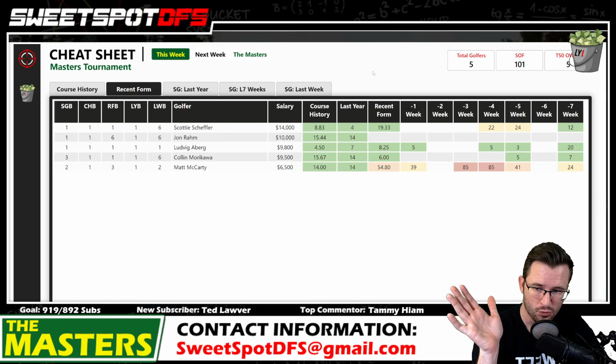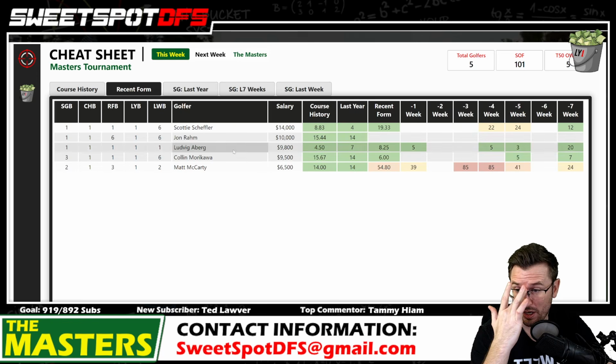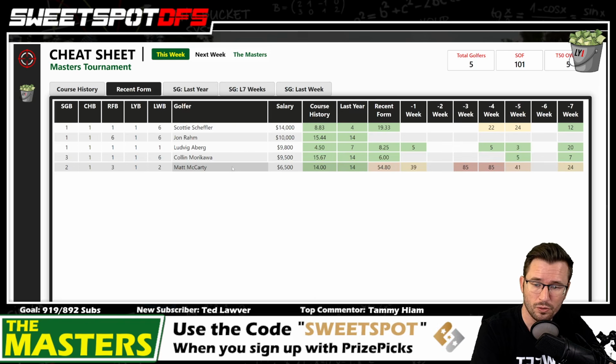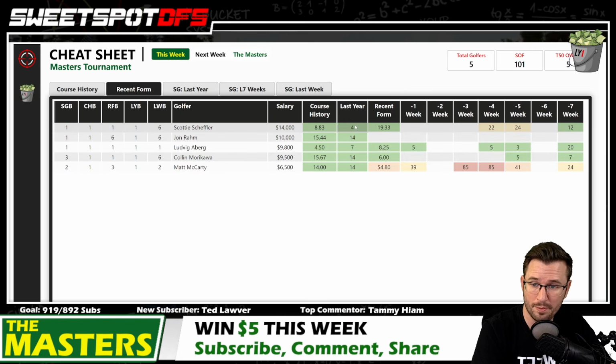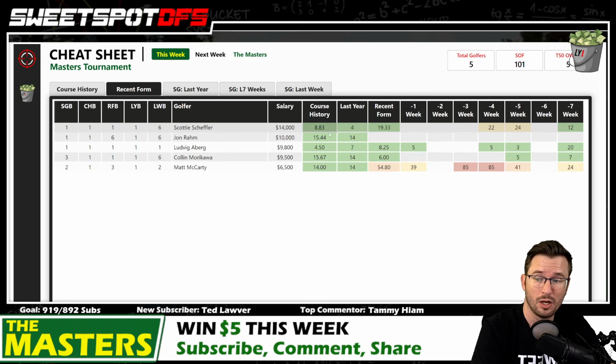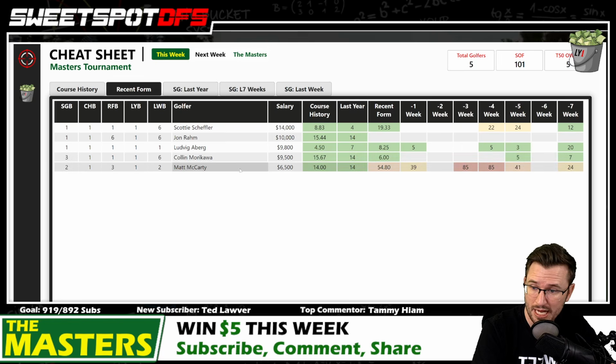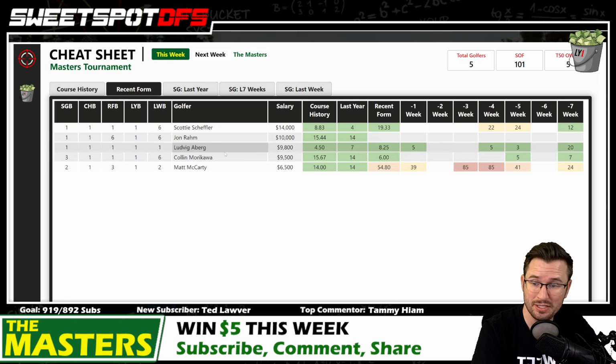There's no way we make this a 3 bucket. First of all, Matt McCarty doesn't have enough. I don't have enough confidence in Matt McCarty to follow up his 14th place finish last year with a better finish this year. Could it happen? Sure. Is it likely? No. But we have Collin Morikawa, Oberg, Rahm, and Scheffler. The only way you can get up to 3 golfers is going Rahm, one of these 2 9Ks, and McCarty, or Rahm and these 2 9Ks.